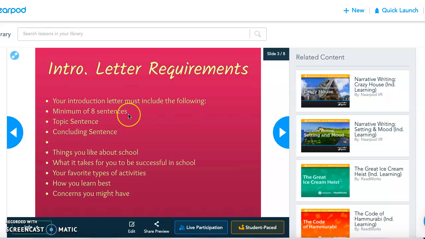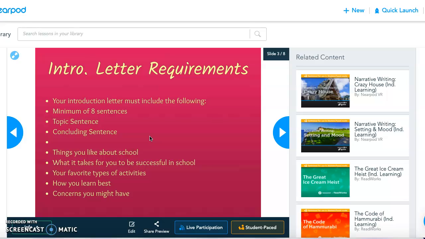Okay, it needs to be a minimum of 8 sentences. Okay, you can have more if you would like. Okay, I am just requiring a minimum. It needs to be at least 8 sentences. If you have fewer, you will receive fewer points for this assignment. Okay, it needs to include a topic sentence as well as a concluding sentence. Okay, and we'll get into more detail about those two as we go.